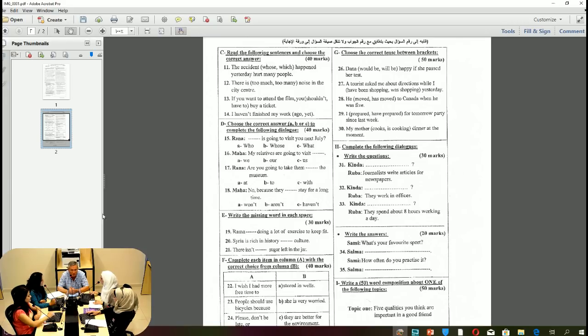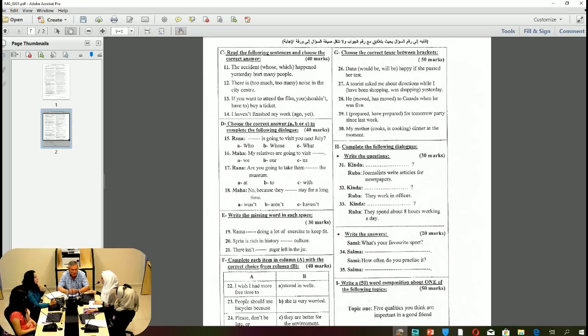We have too much and too many. Noise is uncountable, so countable and uncountable nouns. And there again, like you've said, is singular, so it denotes much. And dear students, we're going to explain this in detail before the exam, but now we want you just to have a look at the exam paper.